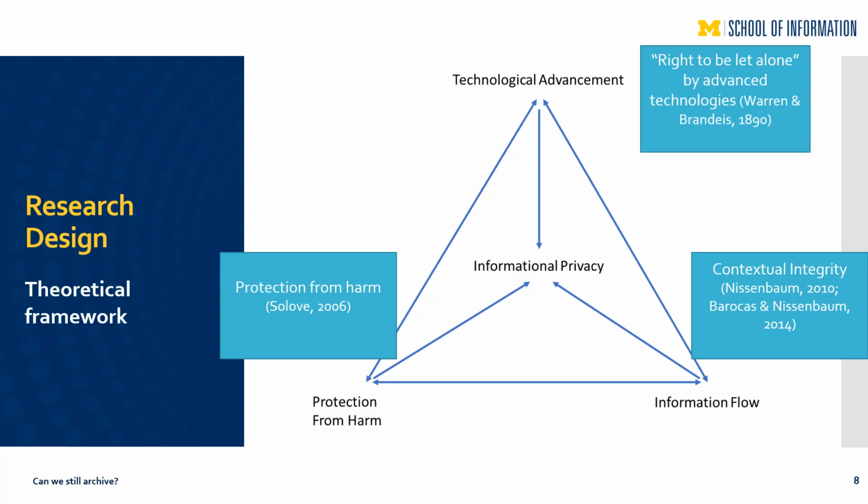And the second was what I refer to as privacy as protection from harm, which draws heavily on Solove's taxonomy of privacy violations. And then the third dimension here is privacy in response to technological advancement, which, despite the age of this article, draws heavily on Warren and Brandeis's 1890 argument that privacy was a right to be let alone by advanced technologies. So I use all three of these to frame how I looked at the archives in my study.